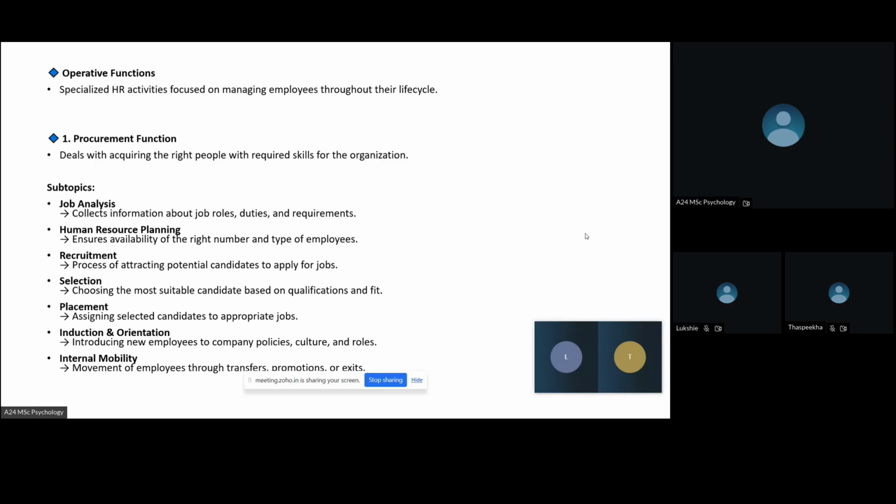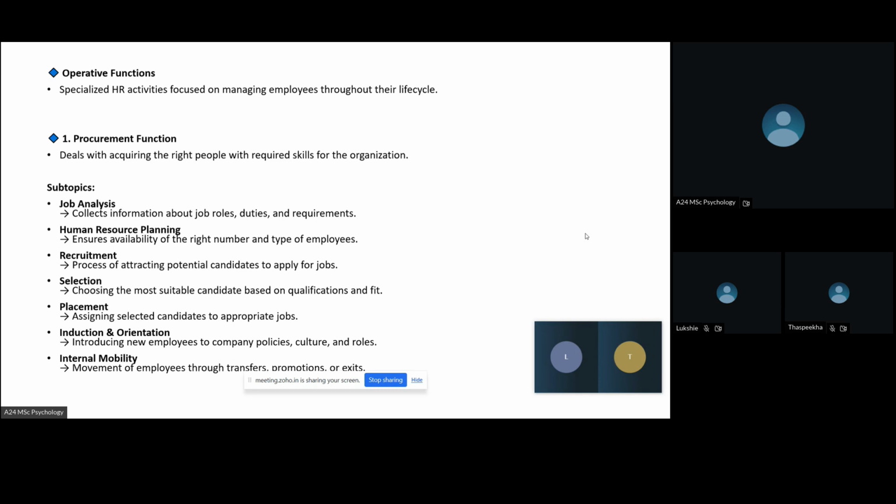And what are the subtopics involved in the procurement function? First, we need to analyze what type of job role we need to post about, what the duties of the person who is going to be hired for this job are, and what requirements the company is expecting the potential hire to have. And then the second one is human resource planning.